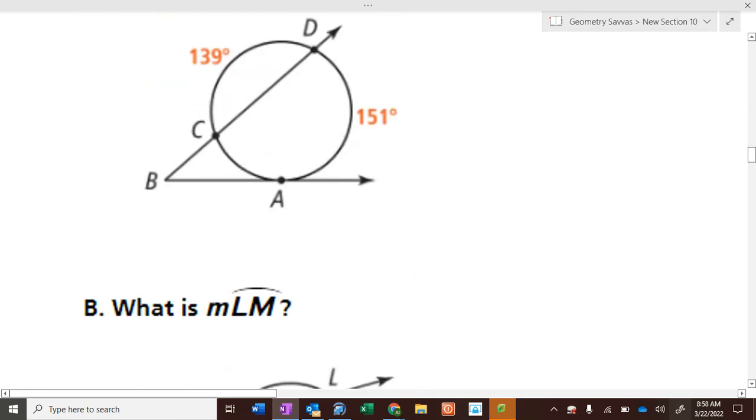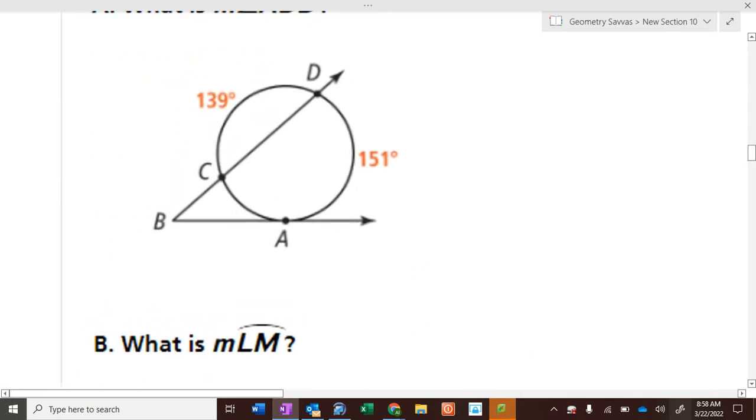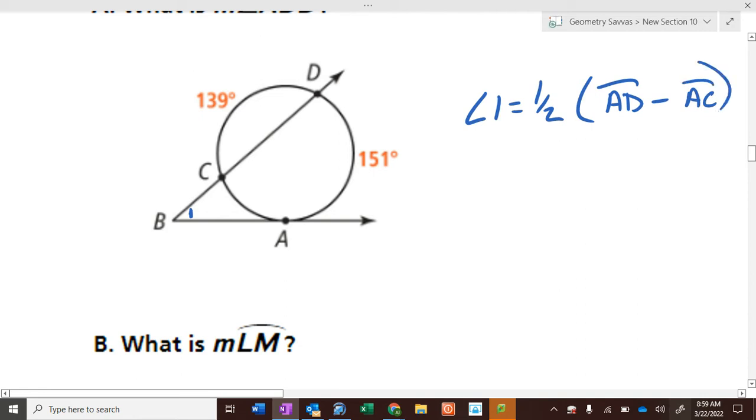All right. So let's figure out angles here. Let's figure out this angle right out here, angle 1. Angle 1 equals 1/2 of the big arc, AD, minus the little arc, AC. What's the problem with that? What's the problem with what I just wrote down here? We don't know the little arc. But can we figure it out?